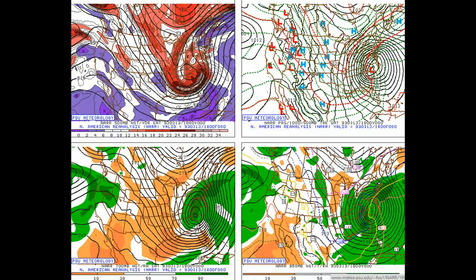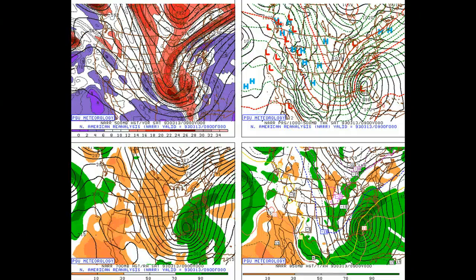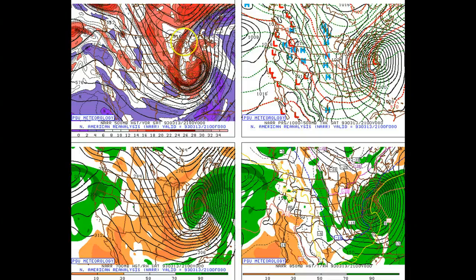Now, by the time we get to 18Z, we're still not fully phased yet. It's still a little bit off there, but look what's happening with the energy down here. It's really starting to concentrate. The low is really blowing up here. Then we get up to 21Z. Now we have a fully phased system.